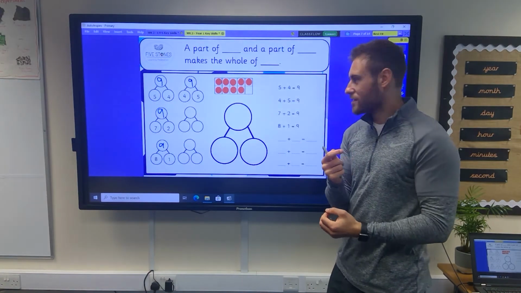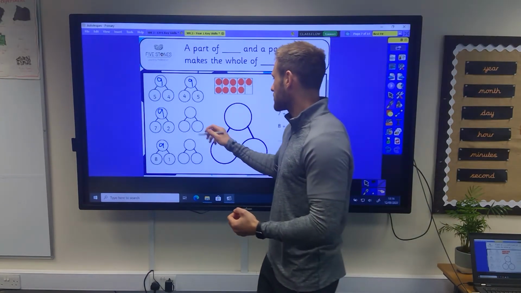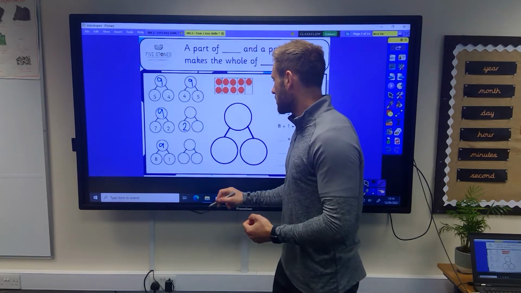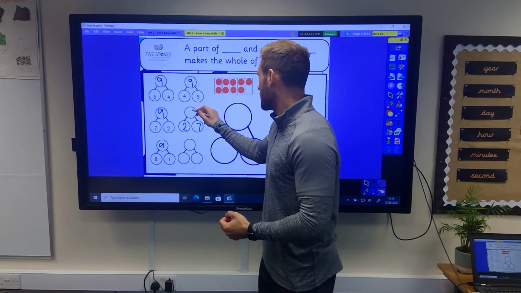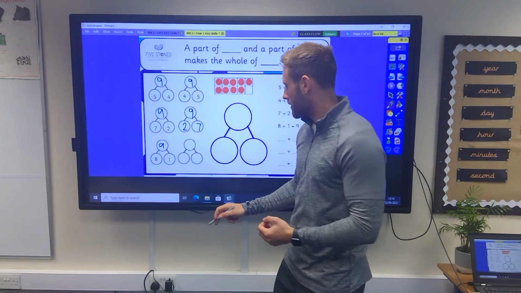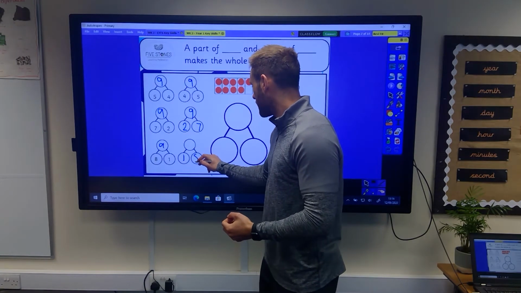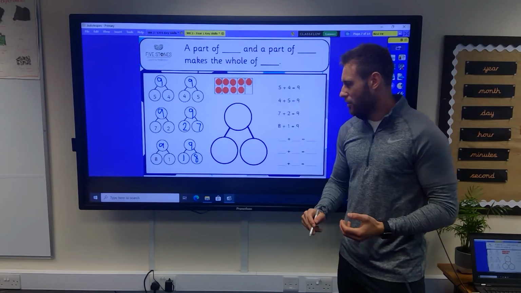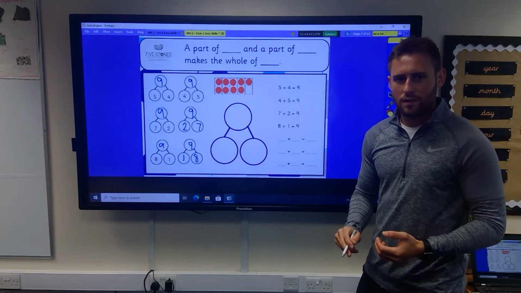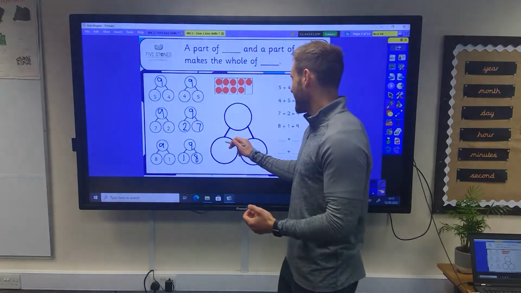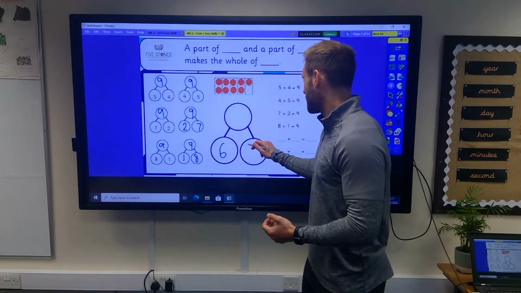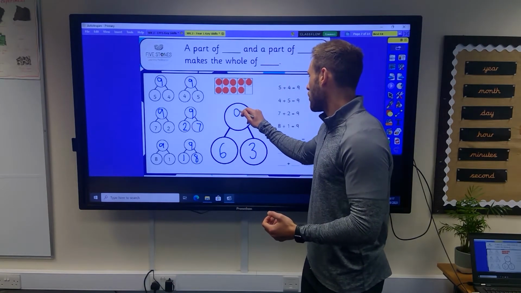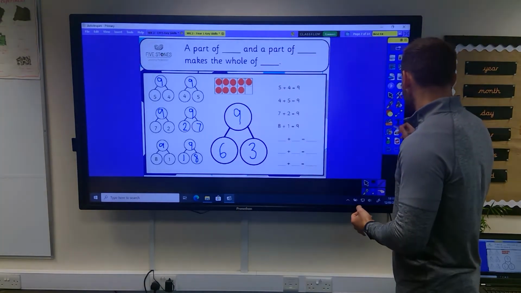So I wonder if you've done the same. So 2, part of 7, the whole of 9. Part of 1, part of 8, the whole of 9. Anyone get any other pairs of numbers? Yeah. Part of 6, part of 3, the whole of 9.